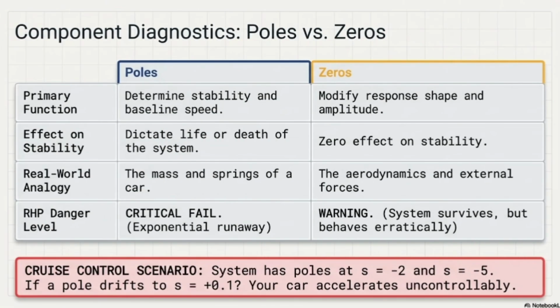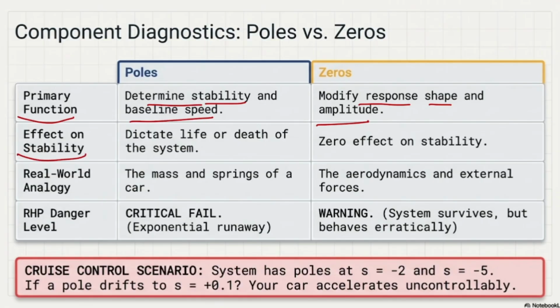If you would like a little comparison of which one does what, for the primary function, as we mentioned, the poles determine stability and baseline speed. On the other hand, zeros modify the response shape and amplitude itself. It means during the transient time.